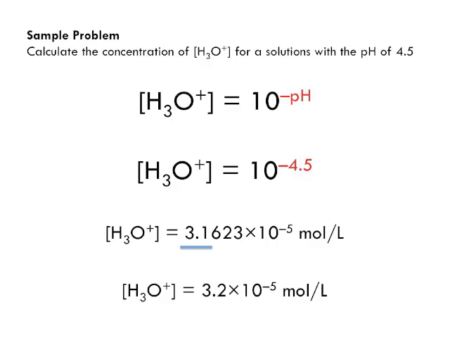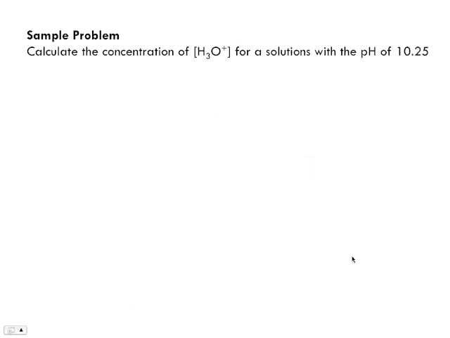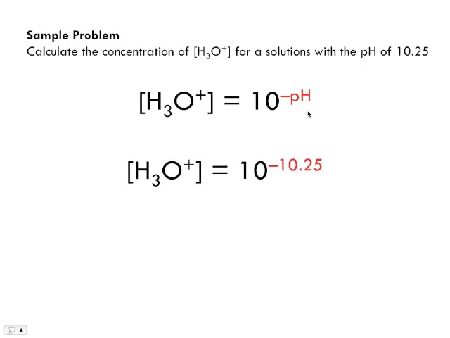Let's look at one final sample problem dealing with the same type of question. Calculate the concentration of the hydronium ion for a solution with a pH of 10.25. Same thing: to find the concentration of the hydronium ion, it's equal to 10 to the power of negative pH. So what is the pH? 10 to the power of negative 10.25, from this pH value. Throw that into your calculator, and we get the following concentration for the hydronium ion in moles per liter.